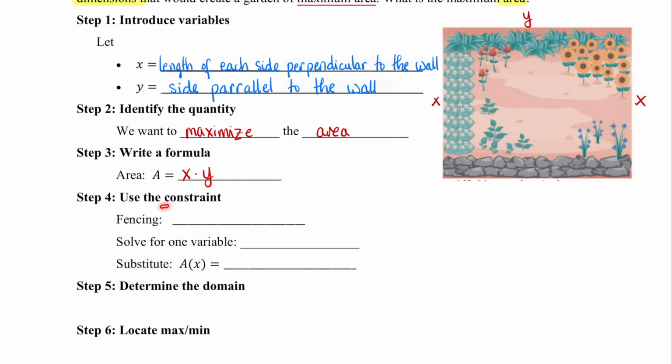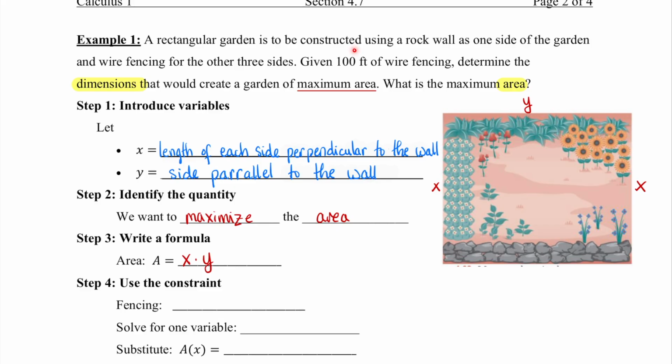Now, we use the fencing constraint. We have a total of 100 feet of wire fencing, and we only fence three sides. So we have this side plus this side plus this side equals 100. So I have x plus y plus x equals 100. So the total fencing is 2x plus y equals 100.